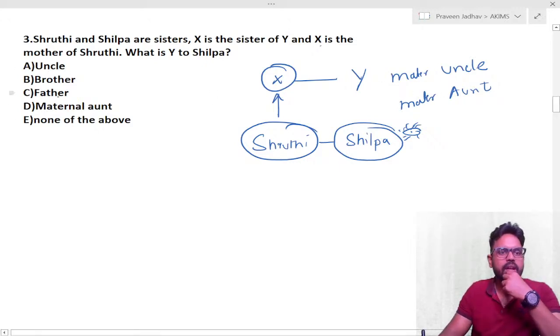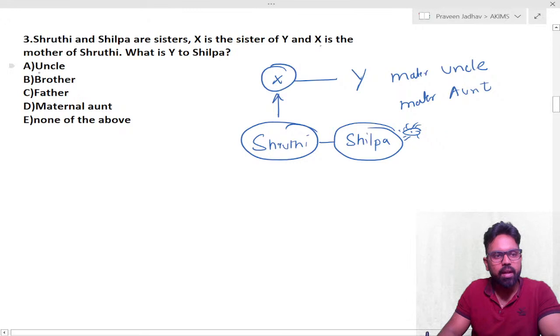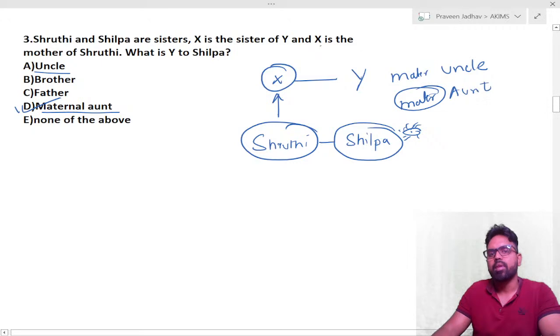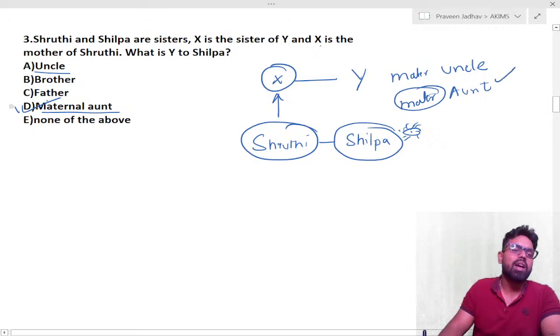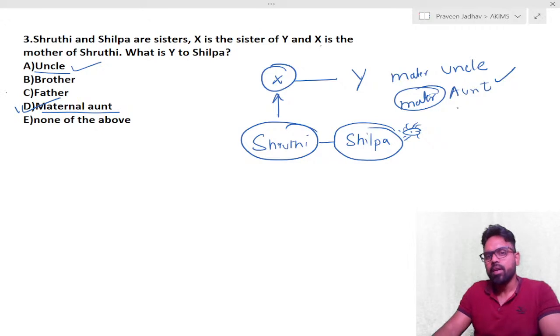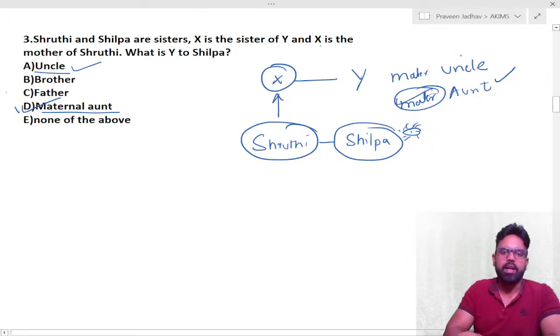Do I see anything here? Sir, I see uncle as well. I see maternal aunt as well. Which one should I mark? I should mark the most correct one, which is more certain. It will be maternal. Maternal aunt is the more correct answer. I never told you that uncle is a wrong answer. Uncle is the correct answer, but maternal aunt is more correct.